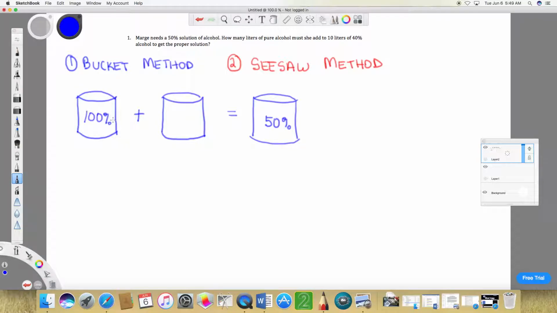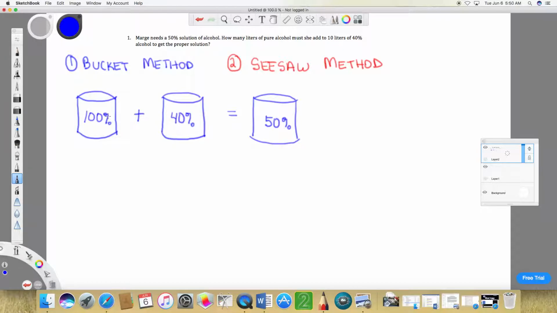And in these type of problems, you will sometimes have pure water where you're trying to weaken the solution. And here, we have a 40% solution that we're trying to strengthen to 50%. So we're adding pure alcohol to it. In both of these methods, it's important to recognize that the result is a concentration that's in the middle between the two starting mixtures.